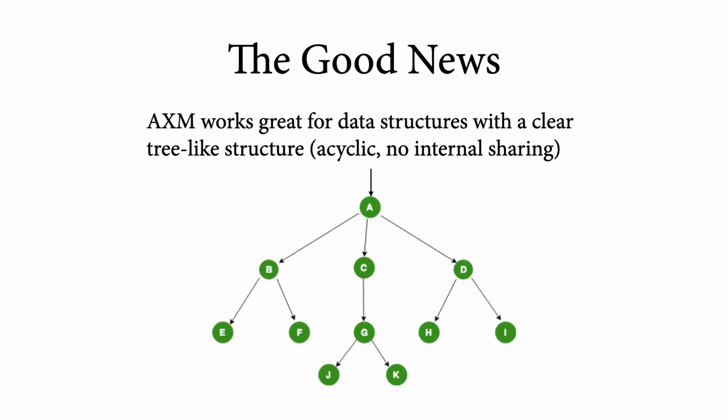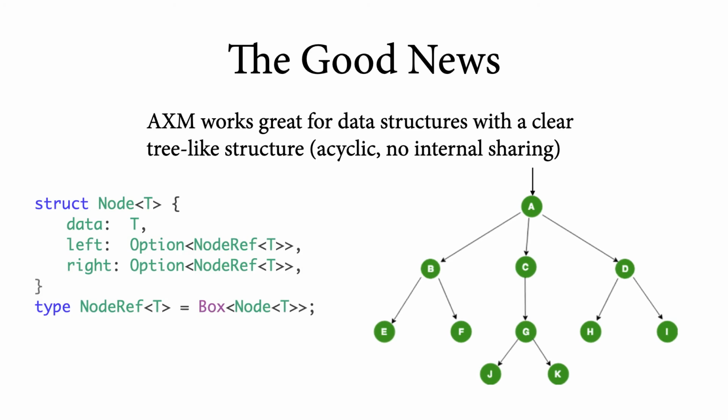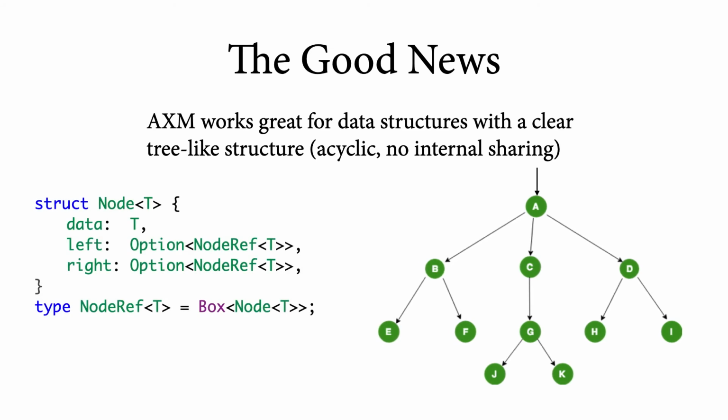So first let's start with the good news. Rust's AXM discipline works great for data structures with a clear tree-like structure, and the reason is simply that trees do not have any internal sharing. In other words, each child of a node owns a completely disjoint subtree from the other children, and so that greatly simplifies ownership reasoning. To make this more concrete, here's how you might define a tree type in Rust.